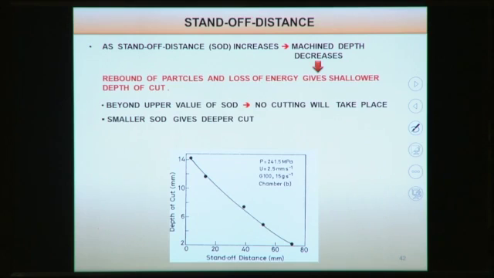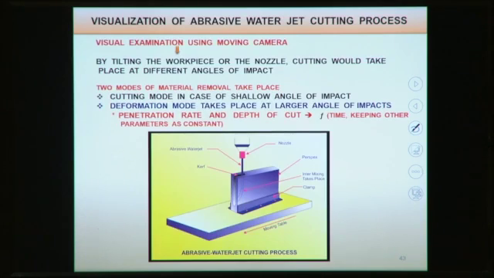Okay, stand-up distance is also an important parameter. With increasing stand-up distance, your depth of cut decreases. So higher material removal rate and higher depth of cut can be observed with a lower stand-up distance. As the stand-up distance increases, machined depth decreases because of rebounding of the particles; the loss of energy gives a shallower depth of cut. Beyond the optimum value of the stand-up distance or nozzle tip distance, no cutting will take place, and a smaller stand-up distance gives a deeper depth of cut.